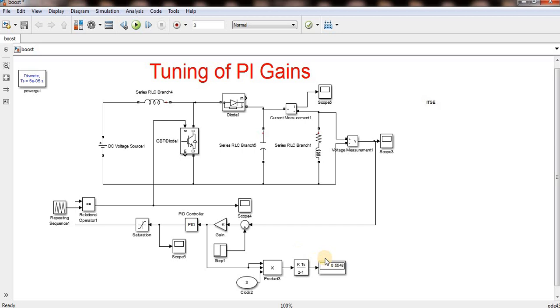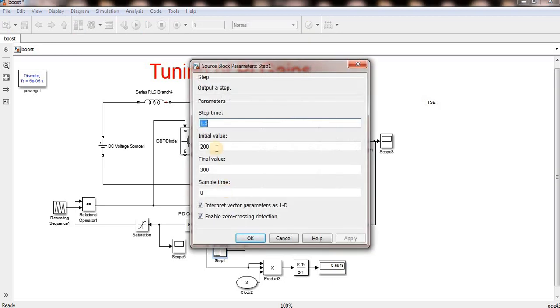So see, this is a simple boost converter. I am explaining the tuning of PI gains for a simple boost converter. So first we have to design our controller or our plant properly. If the logic is correct, then only the tuning of PI gains will work. If your logic is wrong, then it won't work. See, here my logic is I am taking my output voltage and comparing with my reference. Up to 1.5 seconds I require 200 volts, then after that 300 volts.